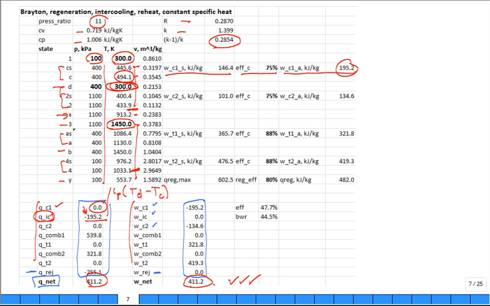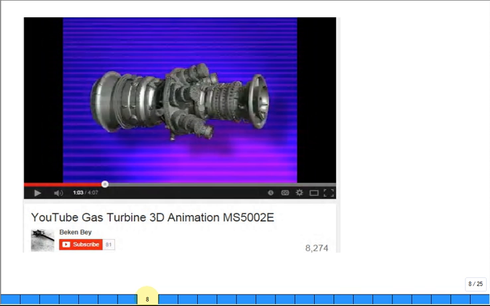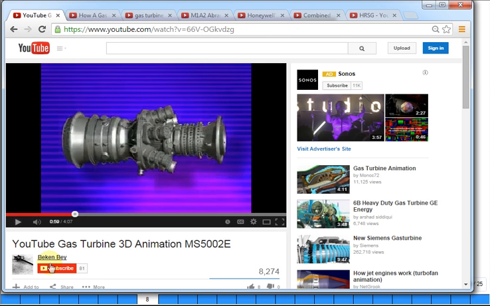And then the efficiency and the back work ratio are calculated there. Good enough? Let's take a look now at some animations, because I think, and Jeffrey helped me find these. So this is a gas turbine. It's easy to put a little box. Oh, there's the compressor. Oh, there's the combustor. But engineers got to make it work, right? And how do these things look? I don't even know which end is which. What end is where? Let's take a look.